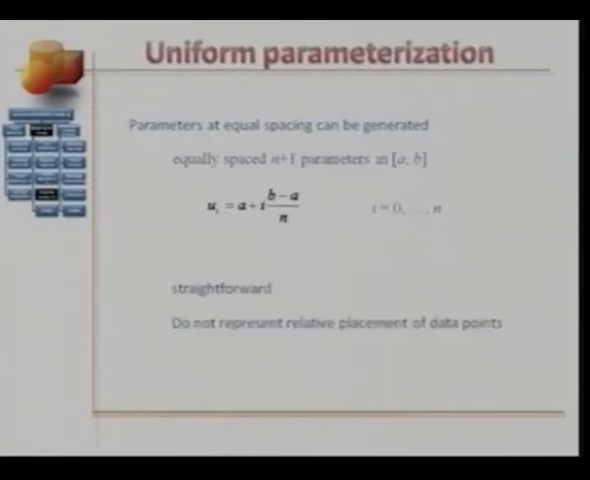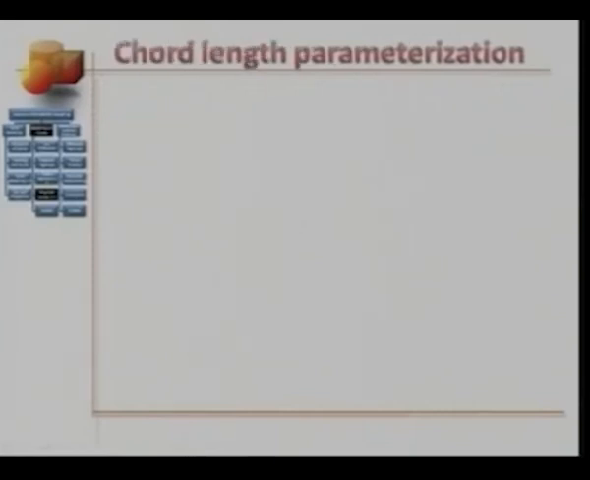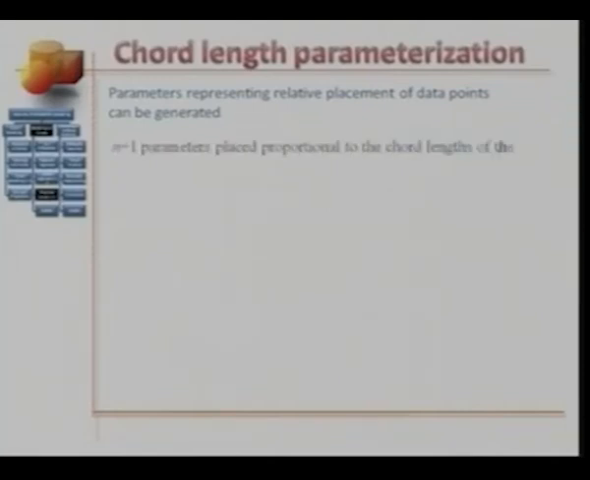This is straightforward, but this uniform parameterization scheme does not represent the relative placement of data points. For that, we have the chord length parameterization. Here, parameters representing the relative placement of data points can be generated. The n plus 1 parameters that we are looking for can be placed proportional to the chord lengths of the control polygon.